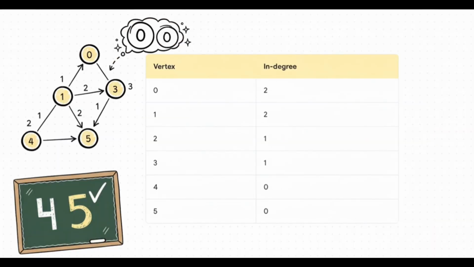All right, let's see this thing in action. Here's our little sample of courses and their dependencies. So first, we calculate the in-degrees. And as you can see, courses 4 and 5 both have an in-degree of 0. They don't depend on a single thing.